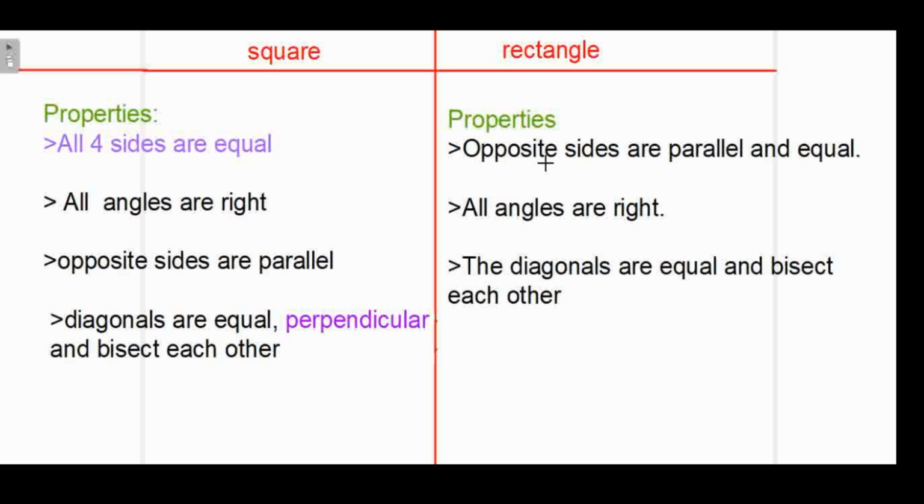A rectangle has opposite sides parallel and equal, and all angles are right, which is found in both. The diagonals are equal and bisect each other only, whereas in a square the diagonals are equal, perpendicular, and bisect each other. You can see that in a square the opposite sides are parallel and all of them are equal, but in a rectangle only the opposite sides are parallel and equal. So that's it for the properties of a rectangle in comparison to that of a square.